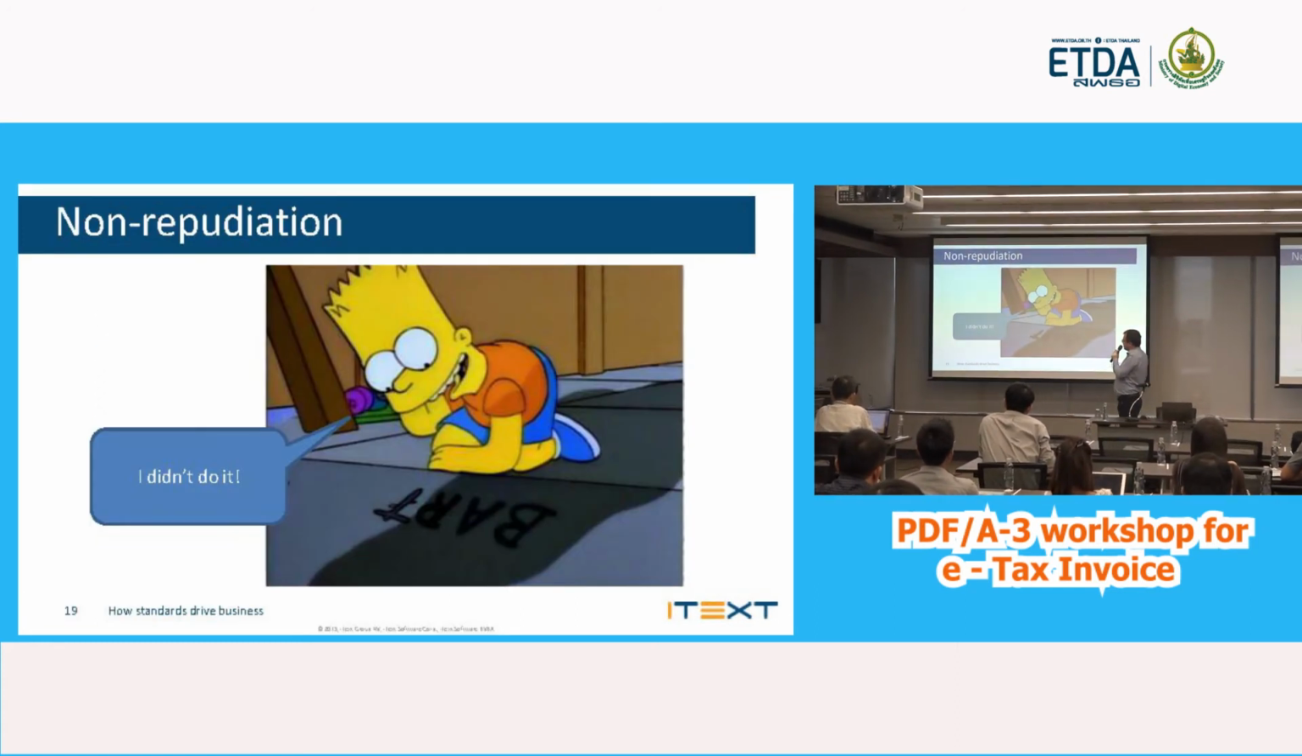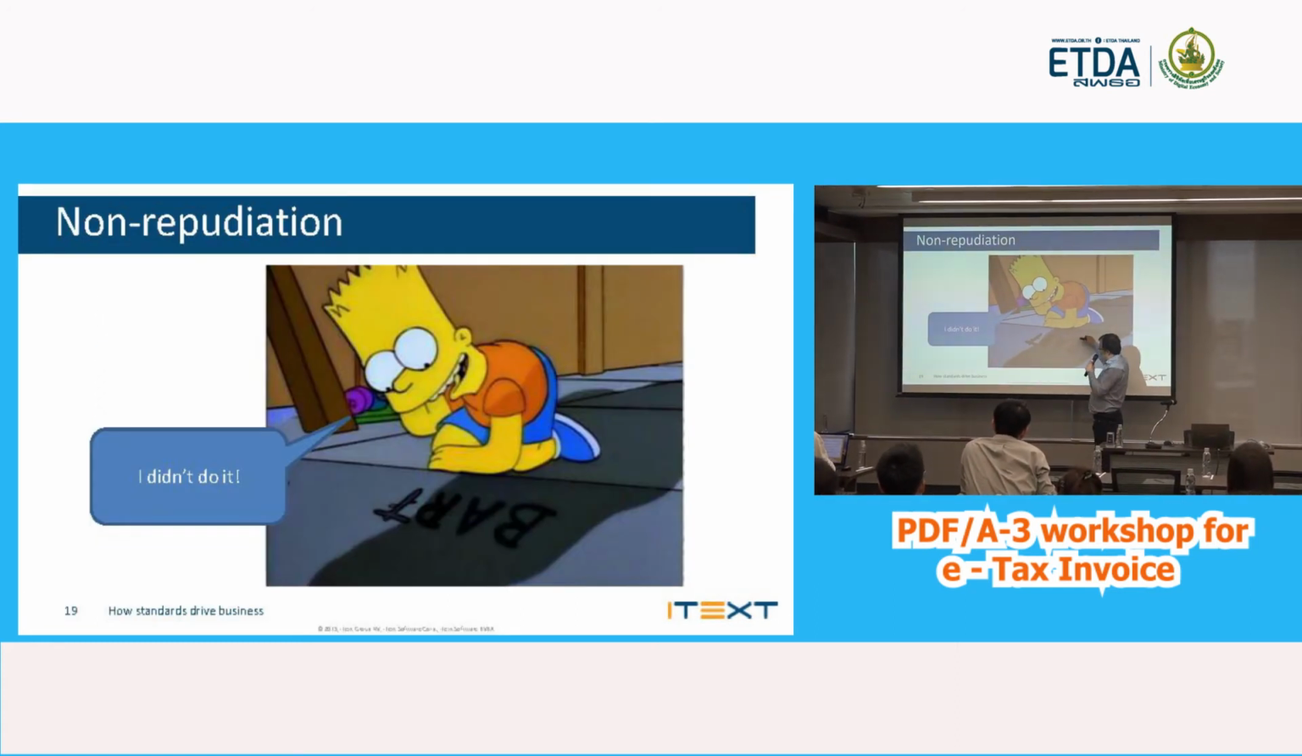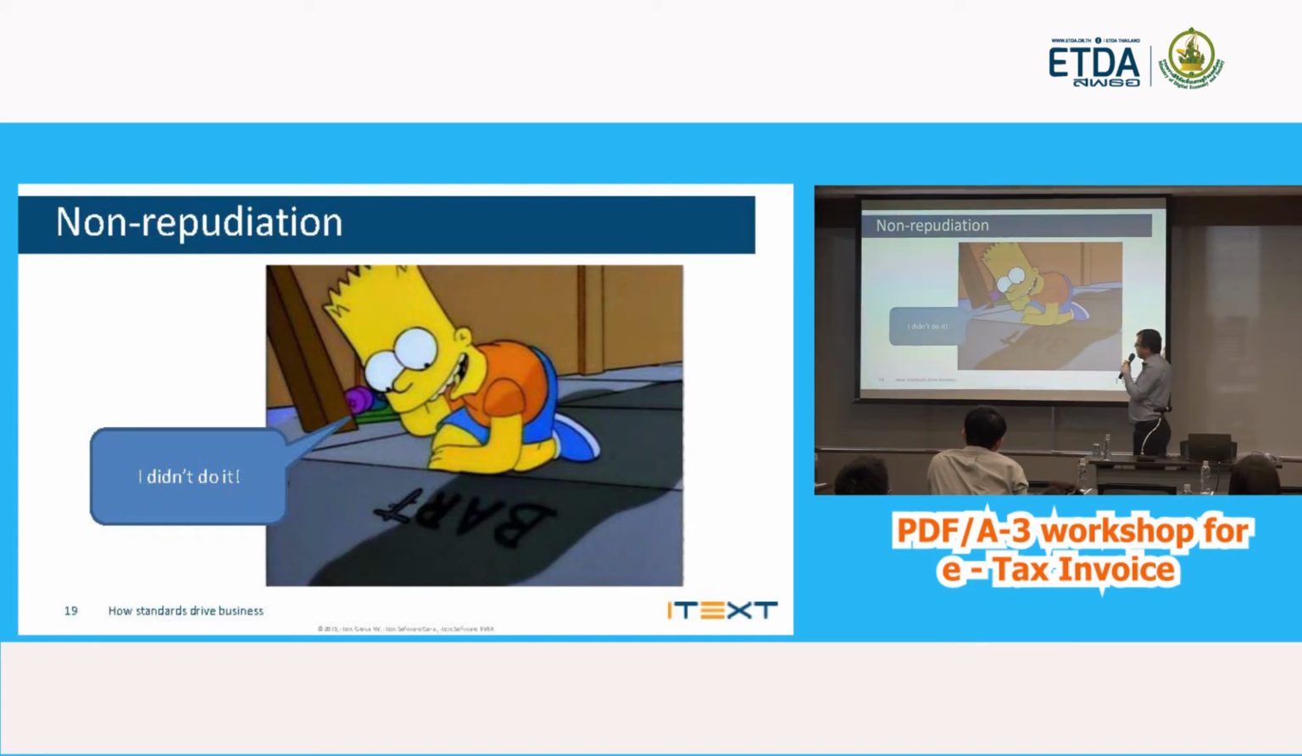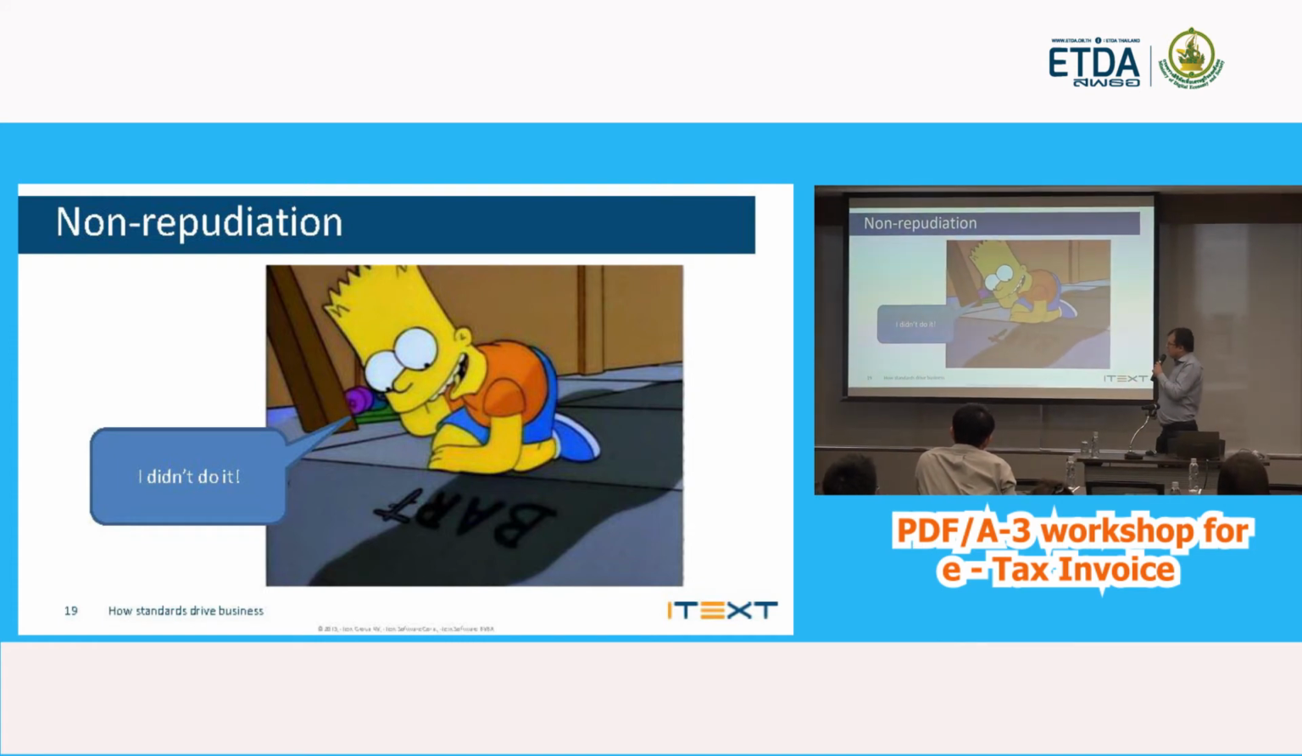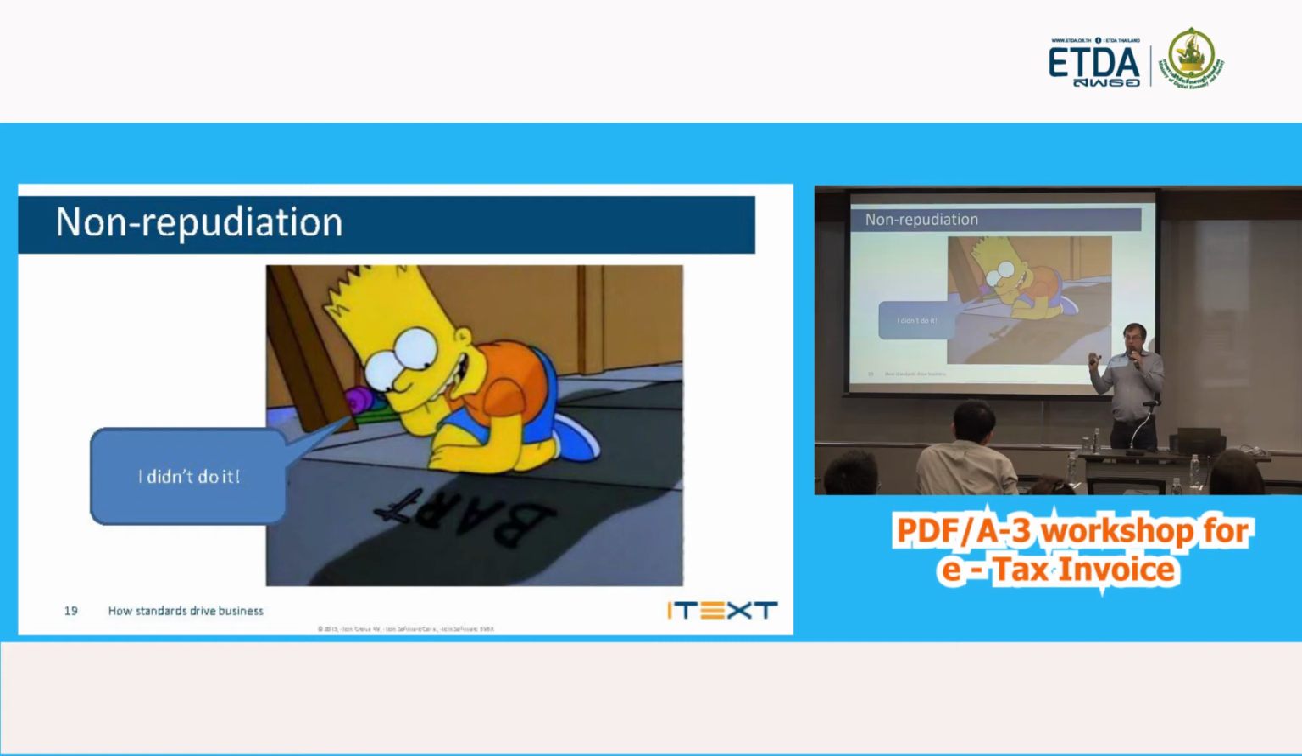And then non-repudiation. Here you see Bart Simpson, and he has put his name in the concrete. But we all know Bart. He always says, I didn't do it. It wasn't me. Now, he cannot deny this in this case, because who's standing behind him? You see the shadow of Marge's hair, and someone is watching him and saying, hey, I testify that you did this. So non-repudiation is the third thing that we want to achieve with digital signatures.